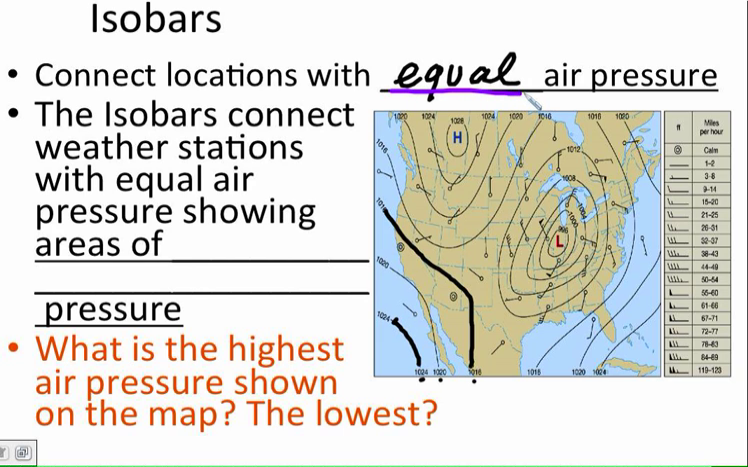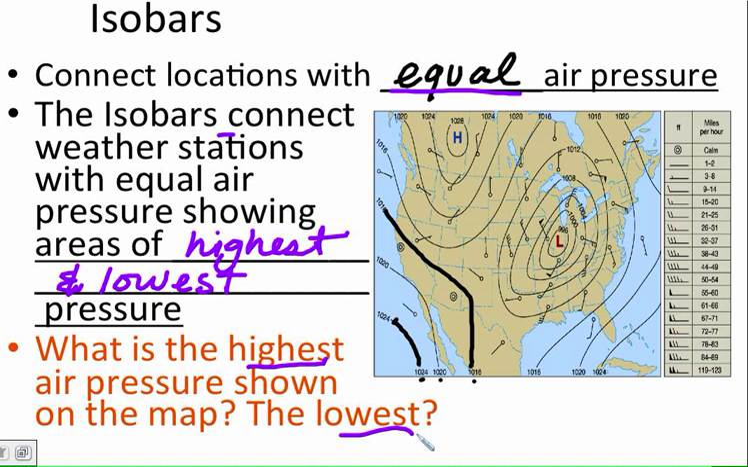Now what I notice is when I connect all those isobars together from different weather stations, what I end up seeing on the map is areas of both the highest and lowest pressure standing out. So as we look around on this map here, looking for both the highest and the lowest air pressure, I should start to not only see the high and low numbers, but I should start to see the H and the L on the map.